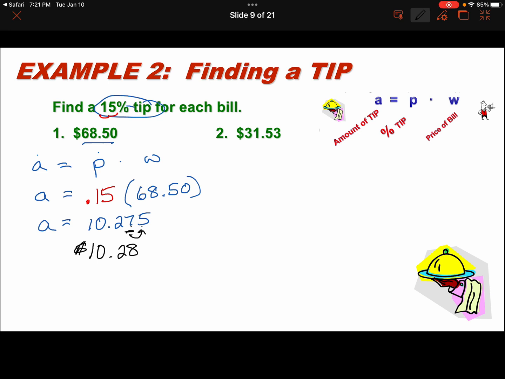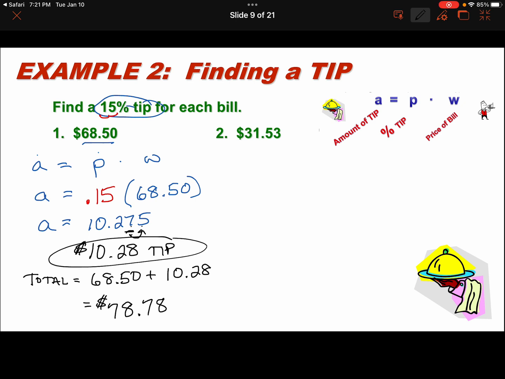All right. If I asked you for the total, then you would take the $68.50. Now you have to follow directions and add the tip to it to find your total. And so once again, our total then would be, let's see, I'm not using my calculator this time, so it looks like it would be $78.78 for the total. So this would be my tip, and in this case, that's all they asked us for. Okay. And we're going to come back and refer back to this in a moment. But that's how we find the exact tip. So on number 2, we have A equals P times W once again.